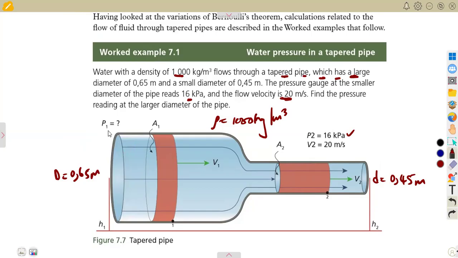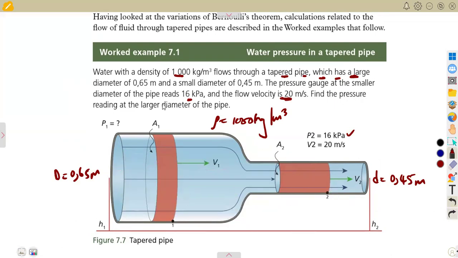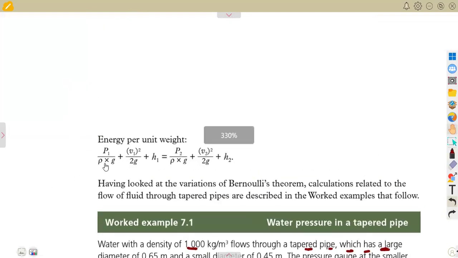So we need P1. Because we are given that this is a horizontal tapered pipe, they are not going to even give us the height. They know that H1 and H2 are the same. Remember, we said H1 and H2 are the same, so there is nothing to consider on that part, because H1 minus H2 gives us 0. This is our formula for the energy.